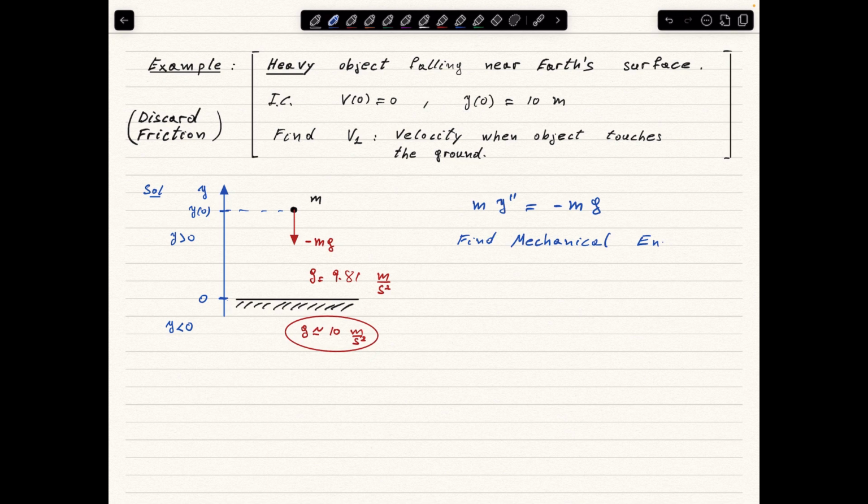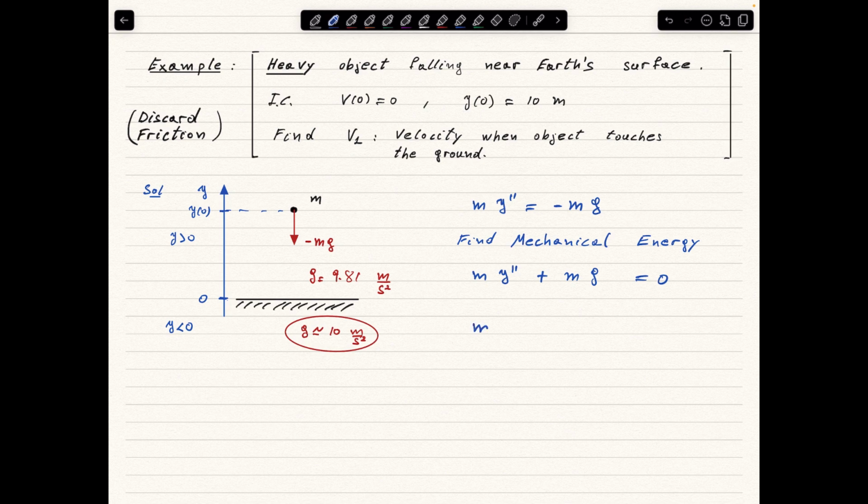Mechanical energy. How are we going to find the mechanical energy? Well, let's rewrite the equation like we had before: mass times the second derivative plus mass times the acceleration of gravity is 0. What did we do before to find the mechanical energy?